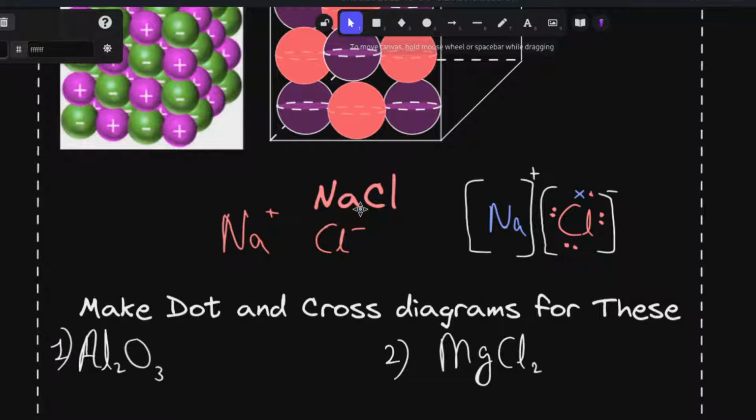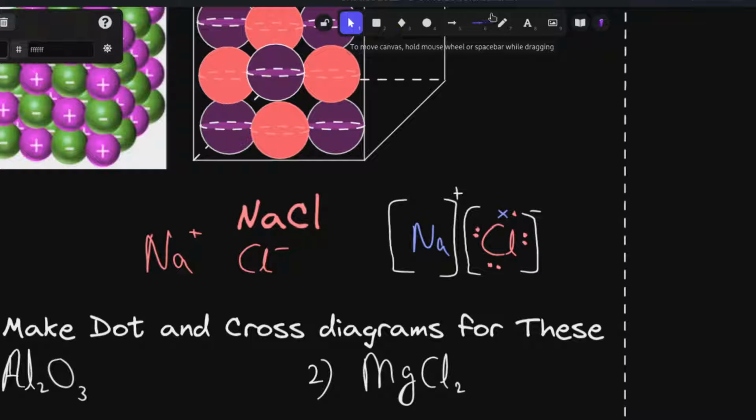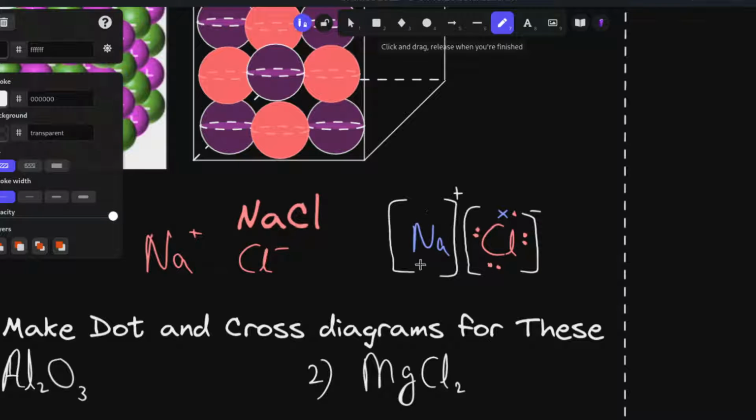Now the syllabus asks us to know how to create dot and cross diagrams. Dot and cross diagrams basically tell us the number of electrons in the final shell, right? And here I have given you an example. Sodium does not have any electrons in its final shell, so I have not drawn any electrons in its final shell either. It has a positive charge, so I just put a bracket surrounding the sodium and placed a positive charge on top of it.